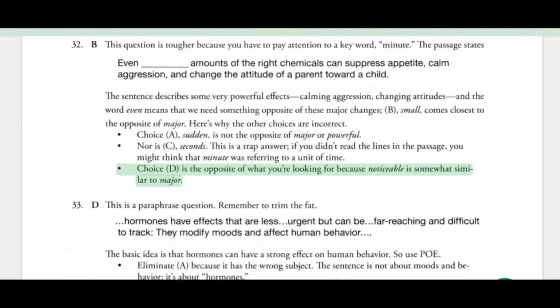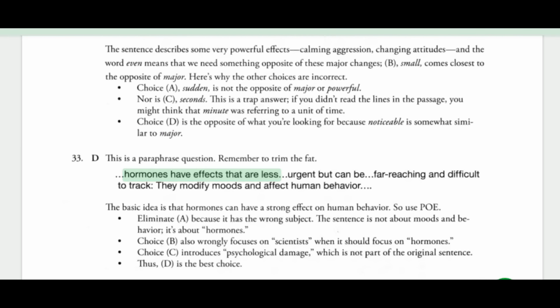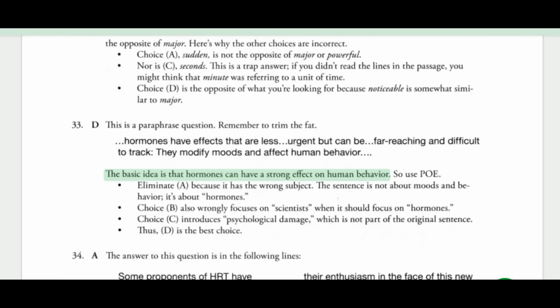33. D. This is a paraphrase question. Remember to trim the fat. Hormones have effects that are less urgent but can be far-reaching and difficult to track. They modify moods and affect human behavior. The basic idea is that hormones can have a strong effect on human behavior.